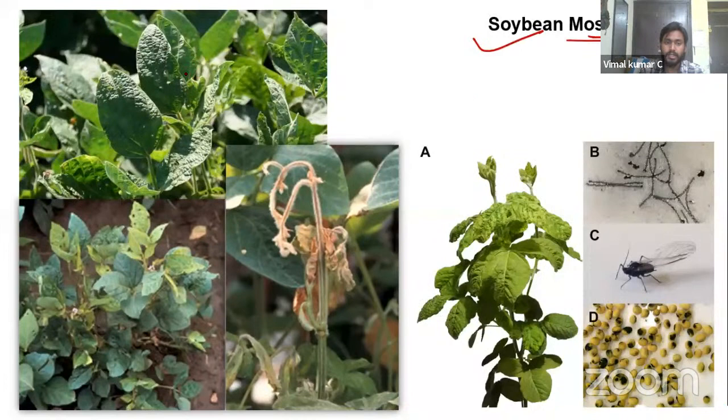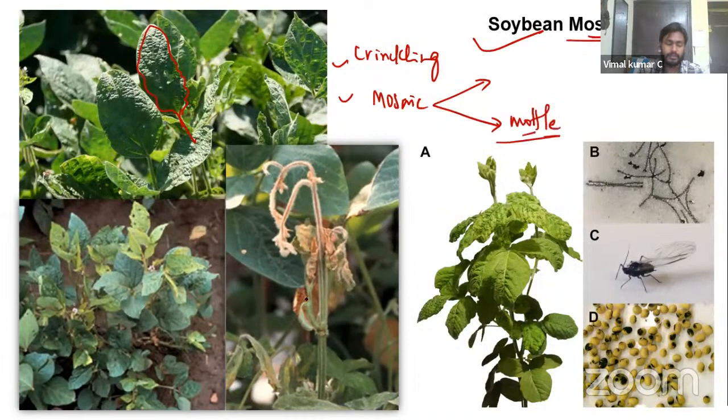initially it will start from the trifoliate leaves or younger leaves, with crinkling. Here you can see some crinkling or roughness of the leaf, right? After that, once it starts progressing, you can see the mosaic. What is the difference between mosaic and mottle? Please, anyone answer me. What is the difference between mosaic and mottle? Please answer me. Is it audible, right?